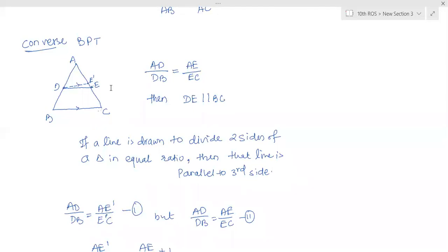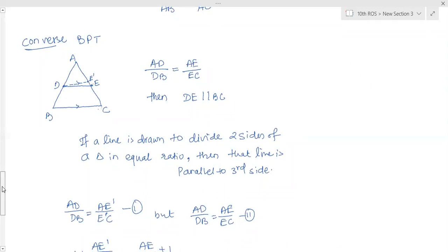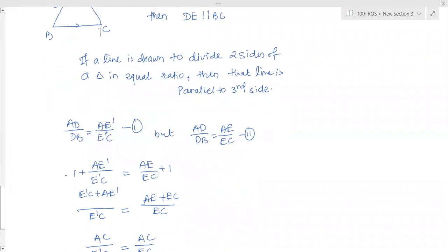Instead of DE, we have to consider DE dash as a line parallel to BC. By using BPT, we write AD by DB is equal to AE dash by E dash C. But it is given that AD by DB is equal to AE by EC. Therefore this ratio and the AE by EC ratio should be equal to each other, because both of them are equal to AD by DB.